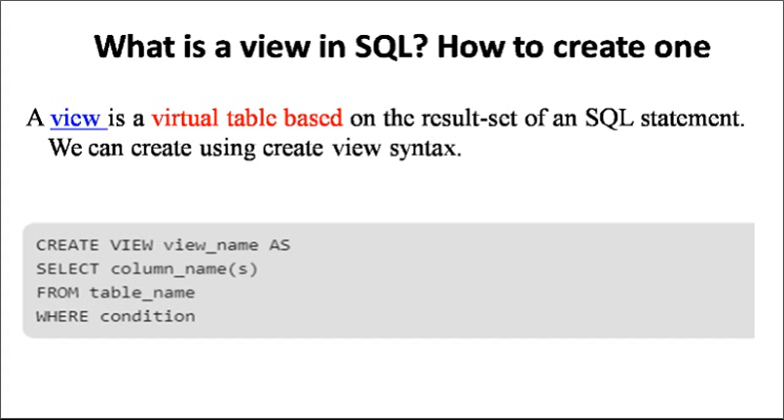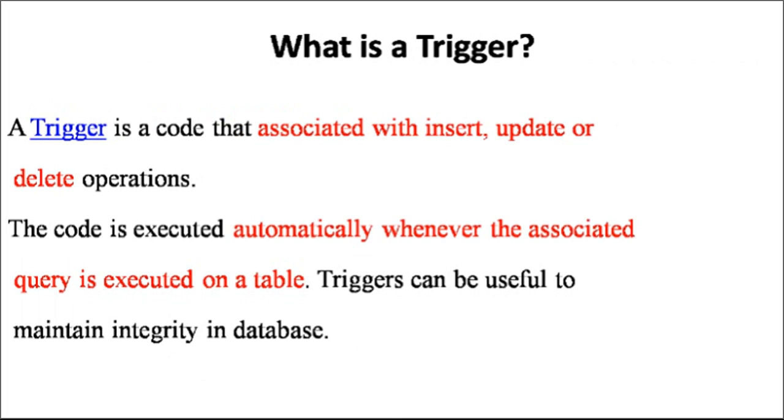Just like the C language or object oriented programming, OOPs, have their syntax, similarly SQL has its syntax for views. So if you see, CREATE VIEW, view underscore name AS, then SELECT column_names FROM table_name WHERE condition. Then you can see what the SQL is.